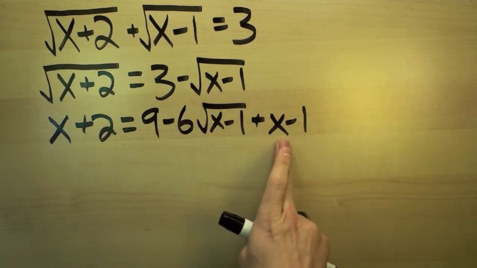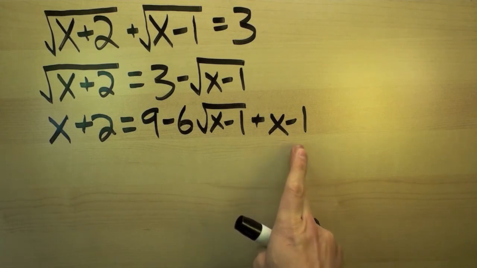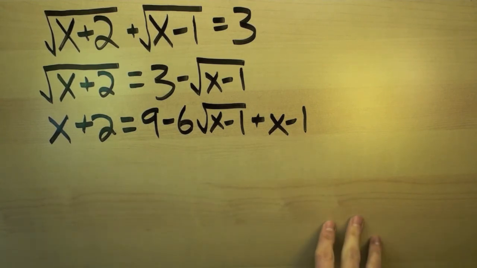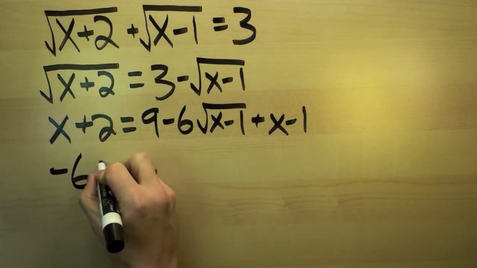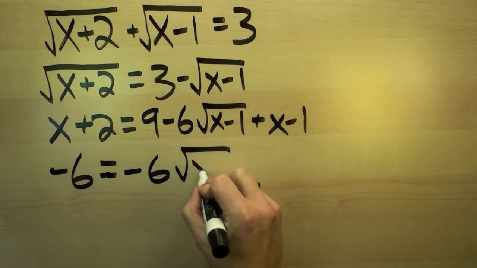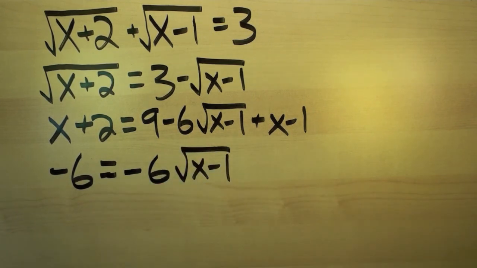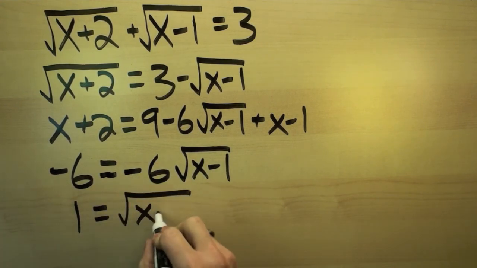Now we have an x appearing on both sides of this equation, so let's subtract x from both sides. And then we've got some different constants floating around, so let's round those all up to the same place. And we will get negative 6 equals negative 6 times the square root of x minus 1. Divide both sides by negative 6, we get 1 equals the square root of x minus 1.